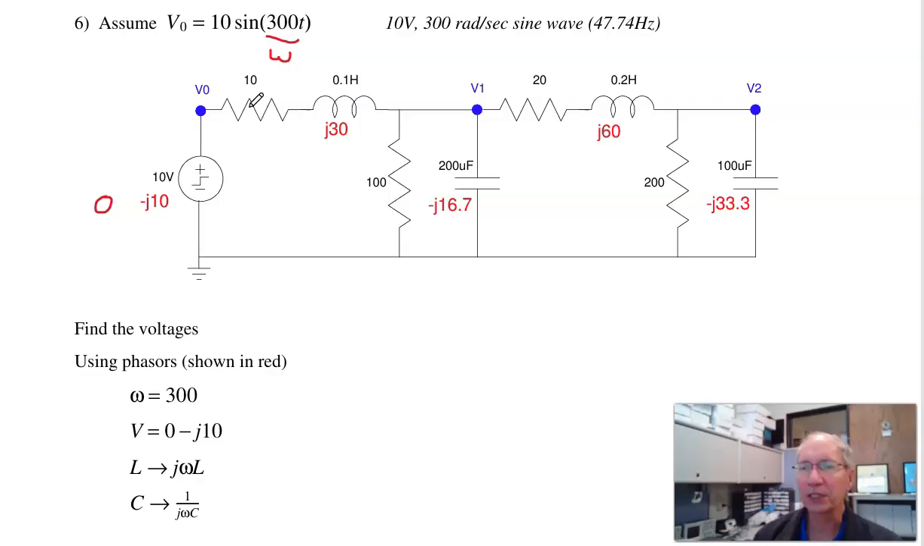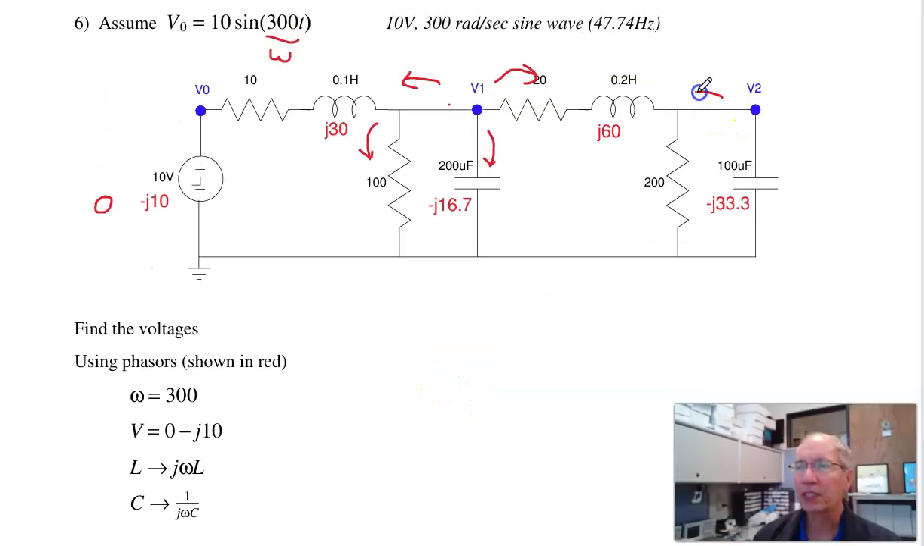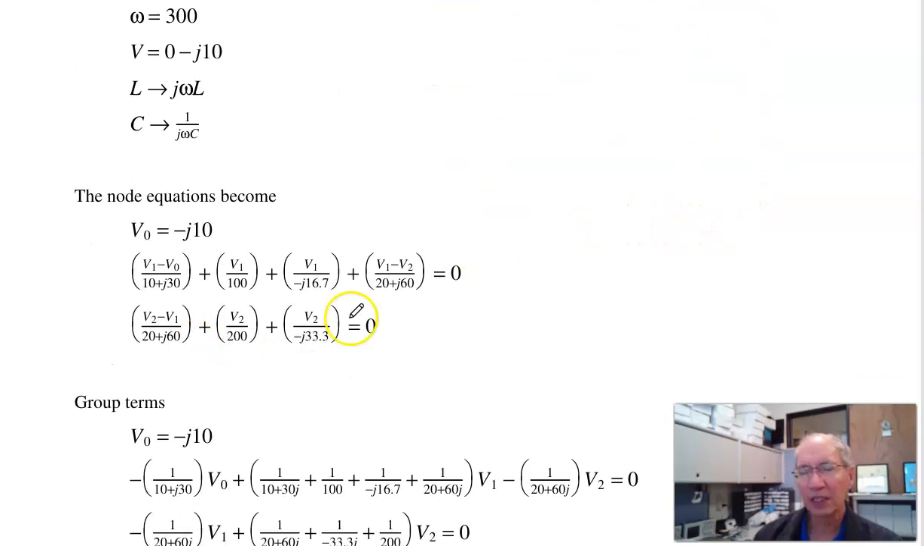Now, write the node equations, just like we did before, except now we've got complex numbers. The first equation is V0 is minus j10. Second equation is V1, I get the current left. V1 minus V0 over 10 plus j30, plus V1 over 100, plus V1 over minus j16, plus V1 minus V2 over 20 plus j60 equals 0. And the third equation, V2 minus V1 over 20 plus j60, plus V2 over 200, plus V2 over minus j33 equals 0. 3 equations, 3 unknowns, solve.